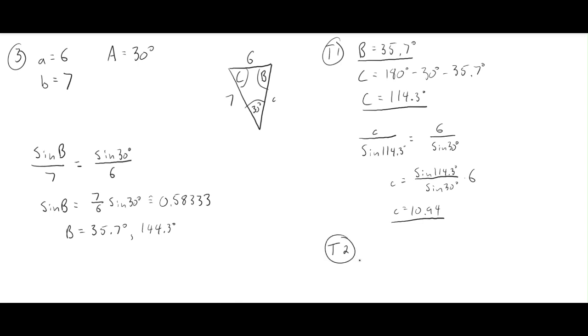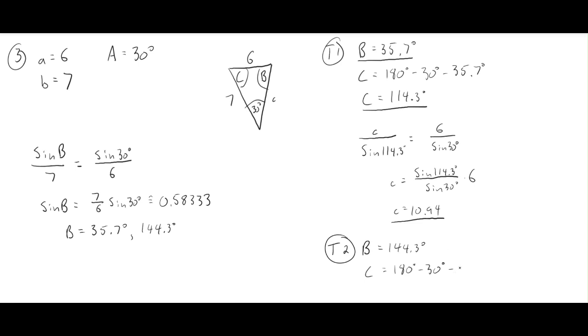The other possibility, triangle 2, is when B was 144.3 degrees. This time that angle C will be 180 minus A, which was 30 degrees, and minus our new B. This is a completely different triangle, different angles and side lengths for B and C. Even though A is the same, the angle B is different, and even the side length of B stays the same, but this time the angle is different.